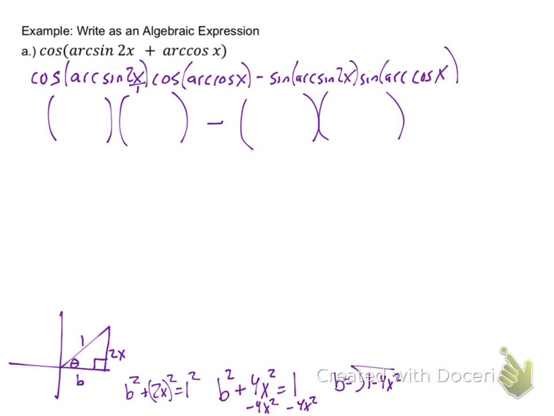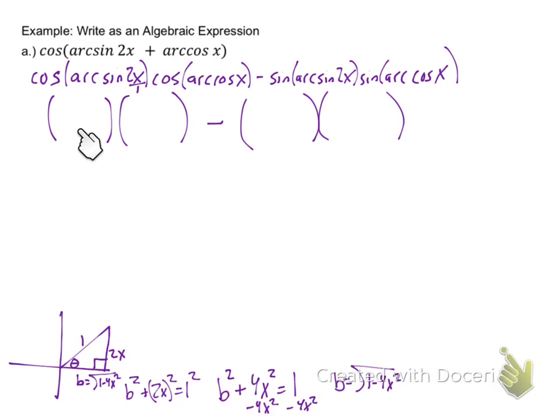Now that we found b, I'm going to write it down here. Square root of 1 minus 4x squared. Because here's the cool thing. That particular triangle, way down here, is based off of this arcsine 2x. That triangle was based off of that ratio of 2x over 1. It's used two different places.